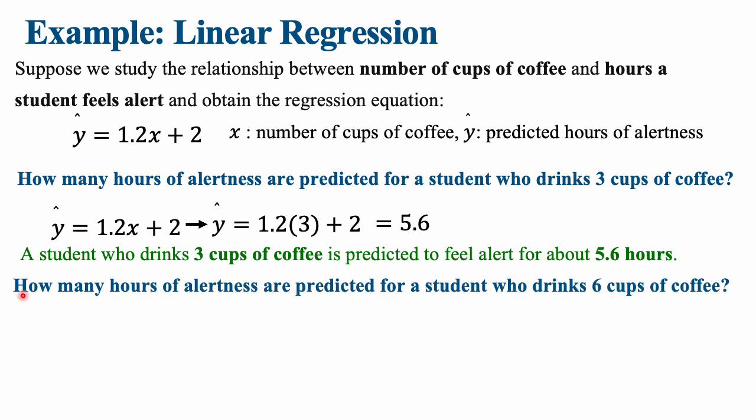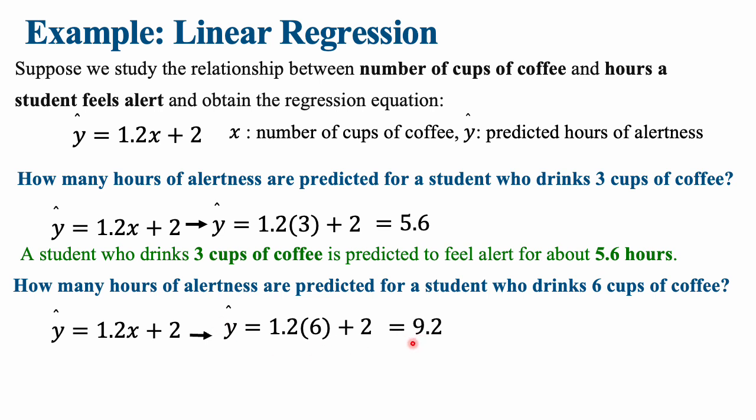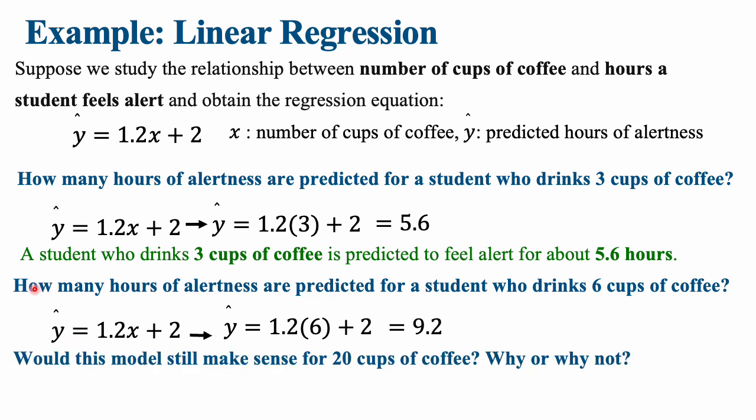How about this one? How many hours of alertness are predicted for students who drink 6 cups of coffee? Same thing: y hat equals 1.2x plus 2. You plug in x equals 6. The predicted alertness hours are 1.2 times 6 plus 2, which is 9.2. So a student who drinks 6 cups of coffee is predicted to feel alert for about 9.2 hours.